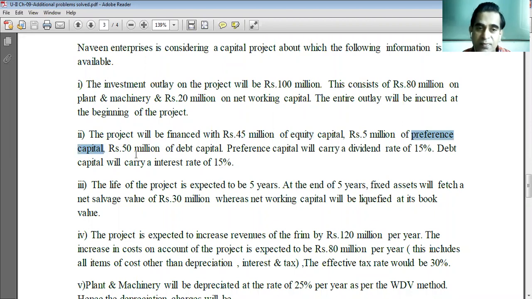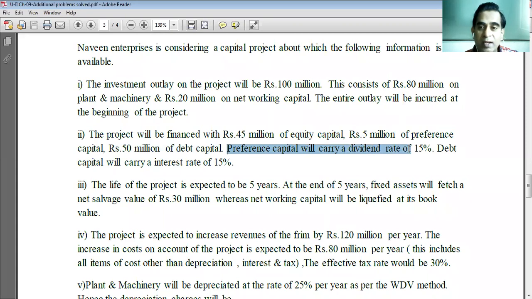Please remember. Then 50 million rupees of debt capital, means the company will borrow, in layman language, take a loan from a bank or financial institution. Okay, 50 million rupees. So 45 plus 5, 50, 50 plus 50, 100 million rupees. And that is how the company will be arranging for finance or money required to invest.